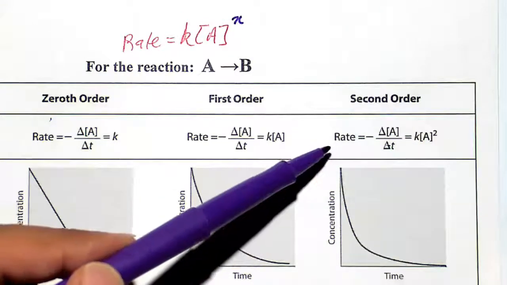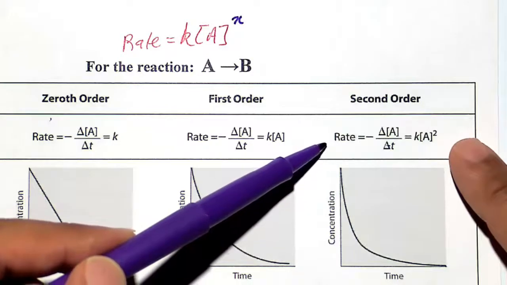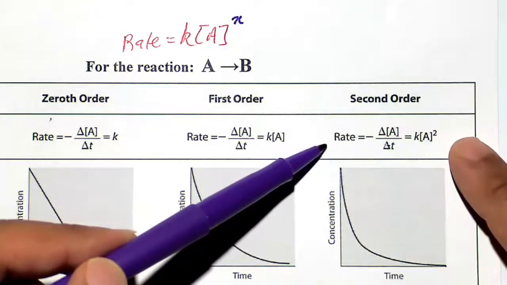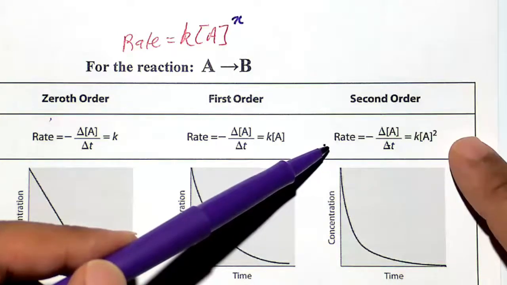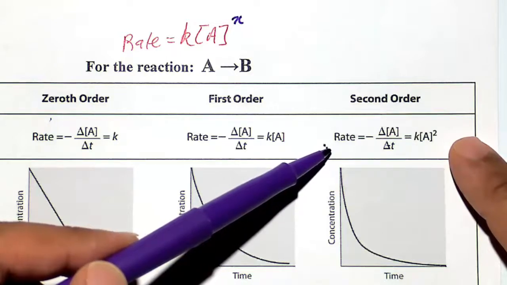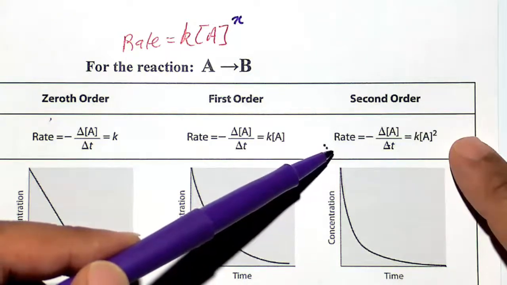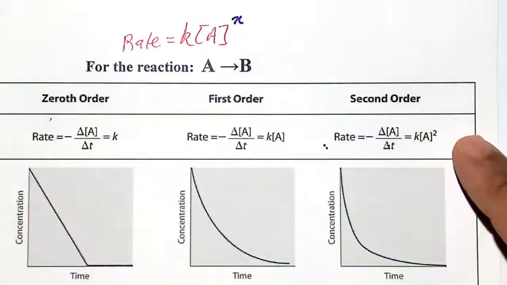That is, if you double the concentration of A, the reaction rate will go 4 times as fast. If you triple the concentration of initial reactant A, the reaction rate will go 9 times as fast. If you quadruple the initial reactant A, the reaction rate is going to go 16 times as fast.